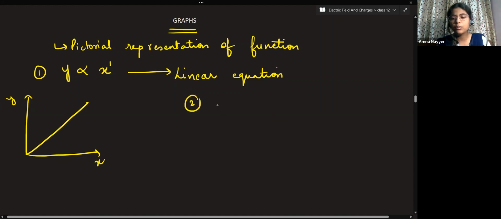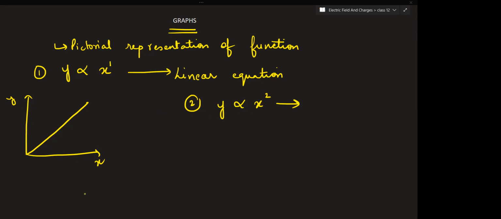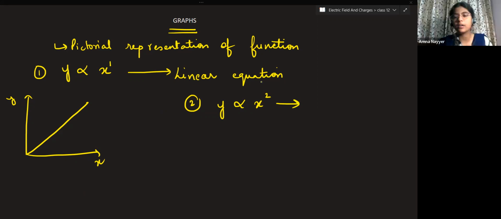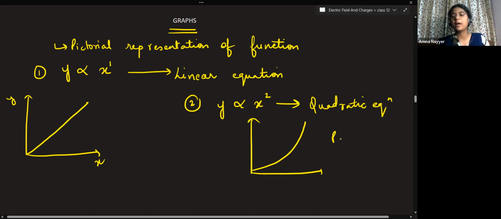All right. See, if you have an equation where y varies with x, but here x is raised to the power 2, what kind of equation is this? Again, linear equation? No, it's a quadratic equation. So the graph varies like this. We get a parabolic graph. This is a straight line.